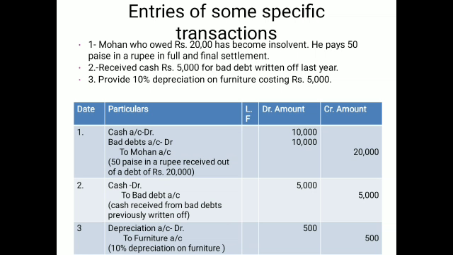Now I am moving to the next entries, some specific entries, that means the adjusting entries also. The first is Mohan owed 20,000 and became insolvent. So Mohan has to give the business 20,000 but was declared insolvent and he is paying only 50 paise in a rupee. In a rupee, that leads to 50%. And then the final payment.